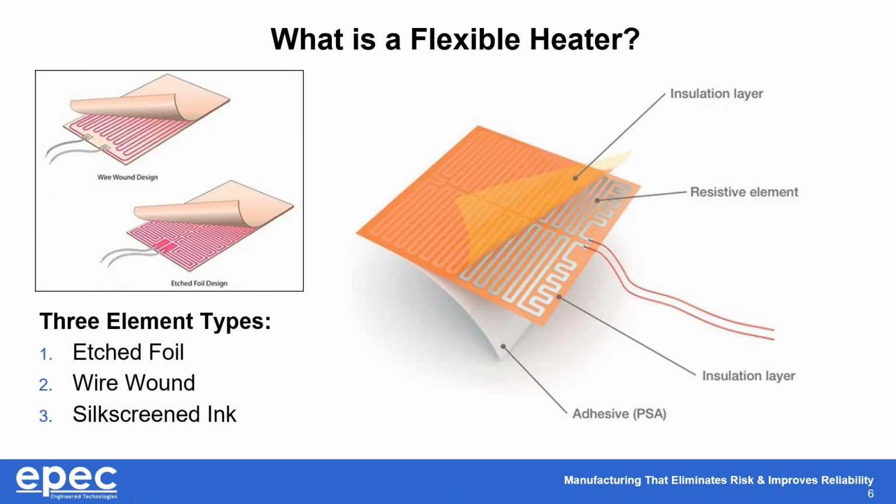An etched foil design is very similar to an etched PCB or another rigid circuit board that you're likely familiar with, except with copper being replaced by a nickel iron copper alloy. We can also support a silk screened element type, which is very similar to a traditional polyester membrane switch, where a conductive ink is silk screened along a substrate and then laminated within 2 layers of insulating film.